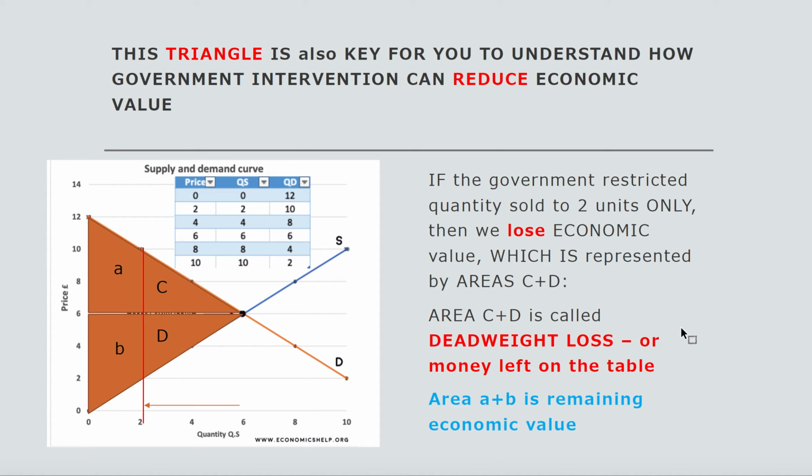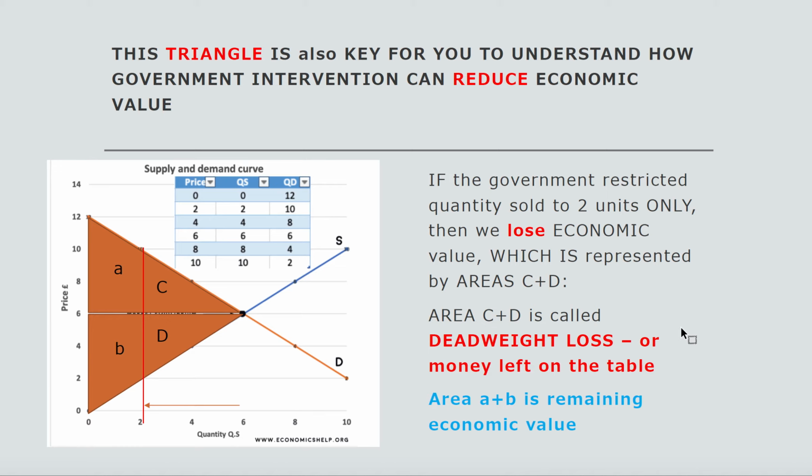So in this example, suppose the government restricted quantity sold to 2 units only. They just said, look, we're only going to sell 2, period. So that means 4 of them are not going to be sold, right? So you had 6 total if the market was free, but government steps in and says, no, we're going to create artificial scarcity here and say only 2 of them exist, or only 2 of them can be sold.